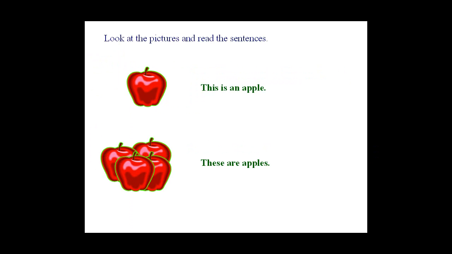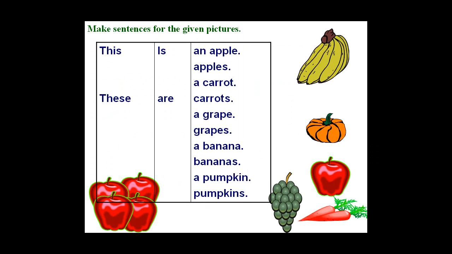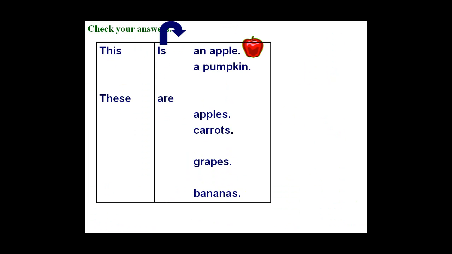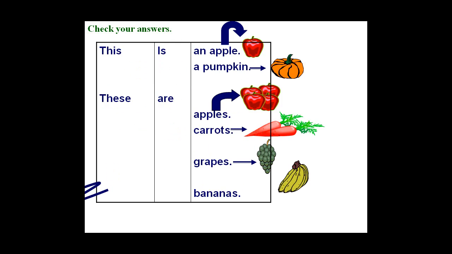So I have got these sentences. This is an apple, these are apples. They are just reading and answering. And here they have to make sentences for the given pictures. They cannot just make any sentence and say this is a banana. That will not be correct according to the pictures. Because we have a bunch of bananas, they have to say these are bananas. After they work out the answer, they will click the mouse and get the answers in the next slide. The answers appear like this, one after the other.